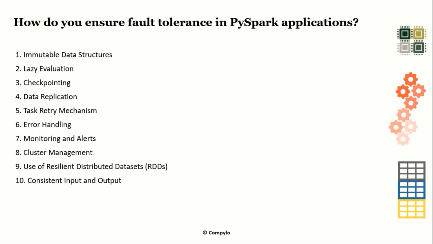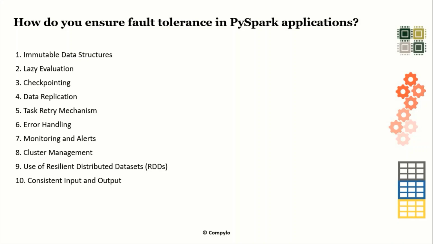Next question is, how do you ensure fault tolerance in PySpark applications? Ensuring fault tolerance in PySpark applications is crucial for maintaining the reliability and robustness of data processing jobs. Spark uses immutable data structures, meaning that once a data frame or RDD is created, it cannot be changed. This helps prevent data corruption and ensures that lost partitions can be recomputed from the original data. So this is the first way of ensuring fault tolerance.